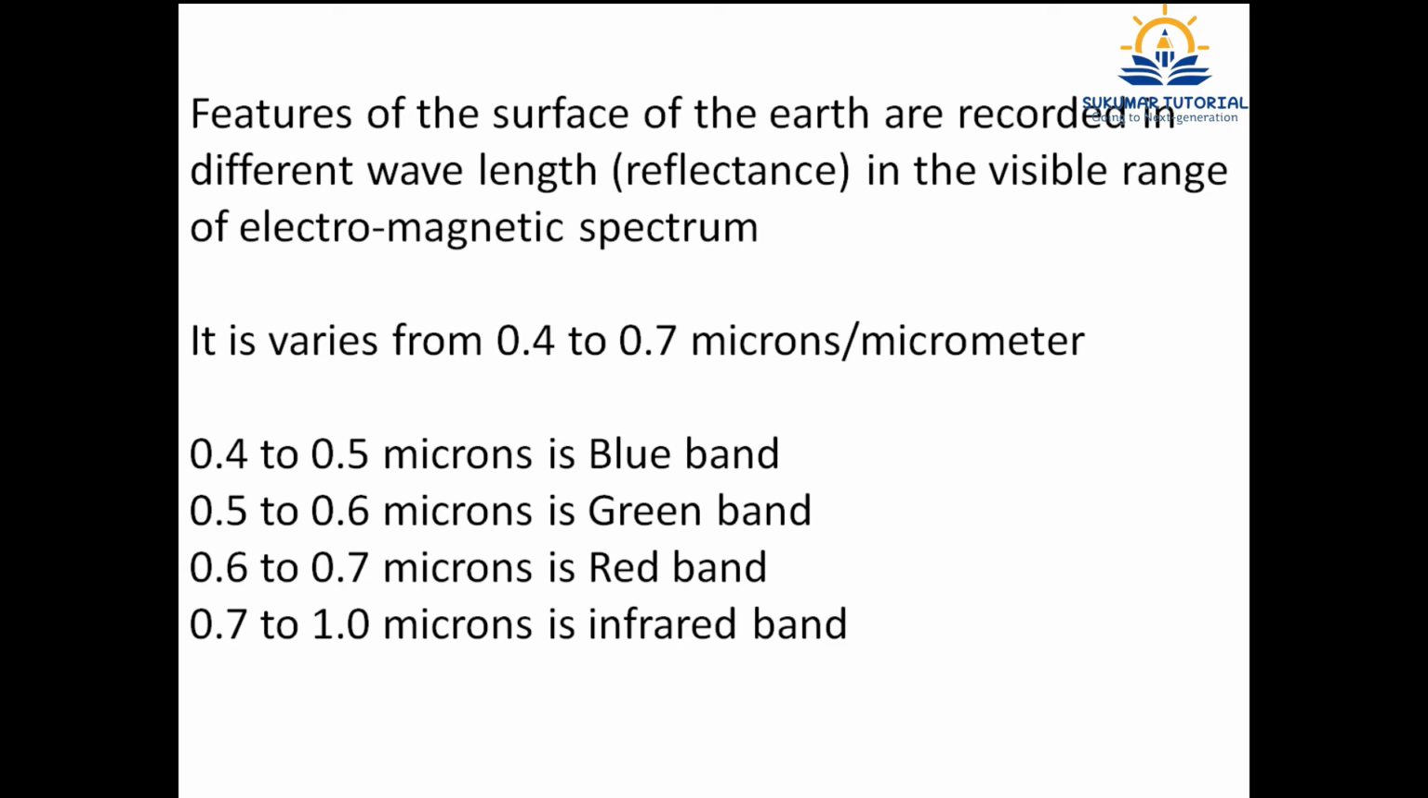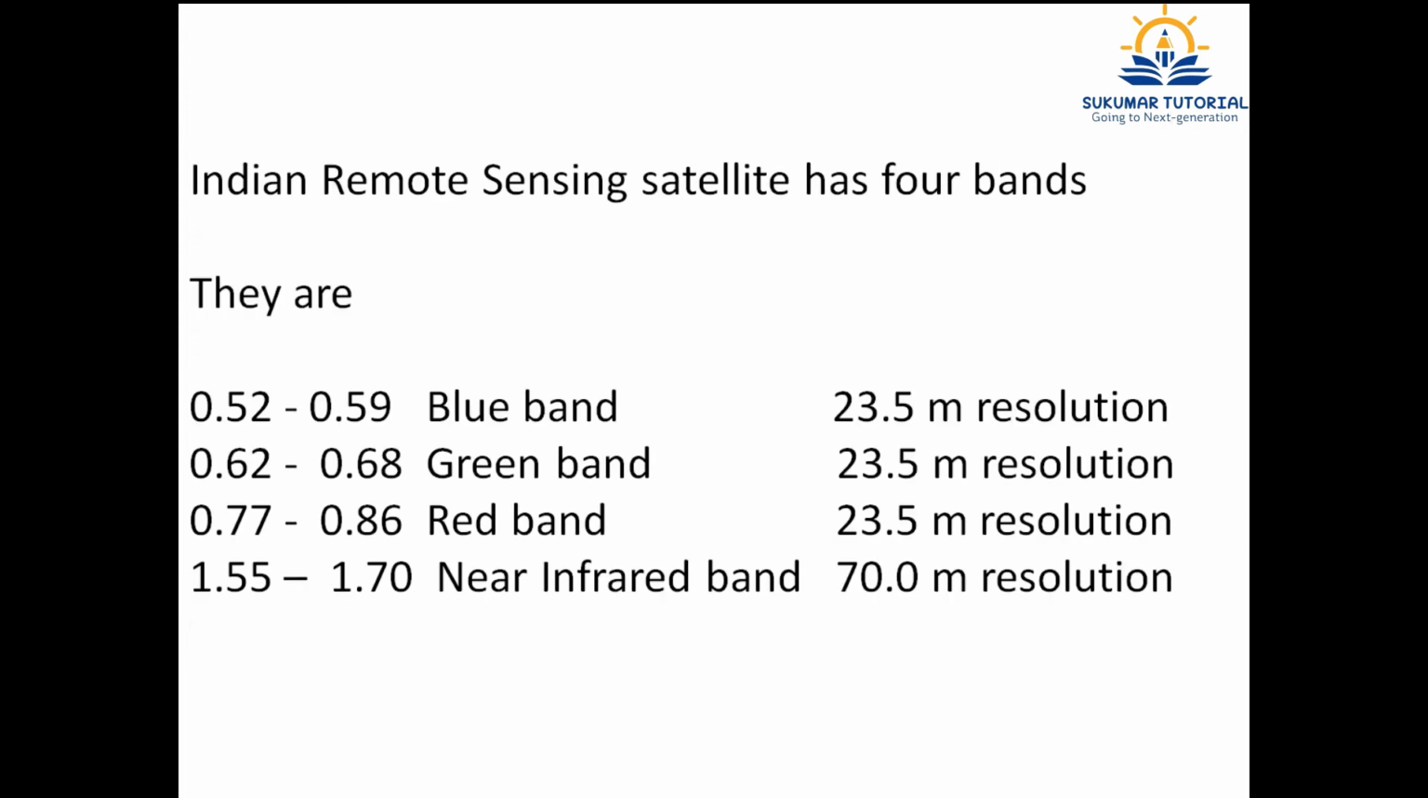Features of the surface of the earth are recorded in different wavelengths, that is the reflectance in the visible range of the electromagnetic spectrum. It varies from 0.4 to 0.7 micron or micrometer. Normally 0.4 to 0.5 micron is called blue band. 0.5 to 0.6 micron is called green band. 0.6 to 0.7 micron is called red band. 0.7 to 1 micron is called infrared band. It varies from satellite to satellite. There will be small variation.